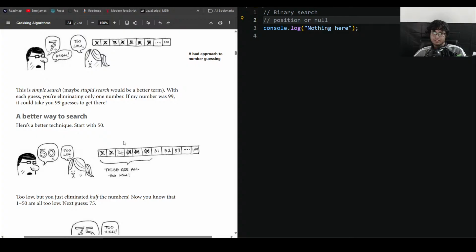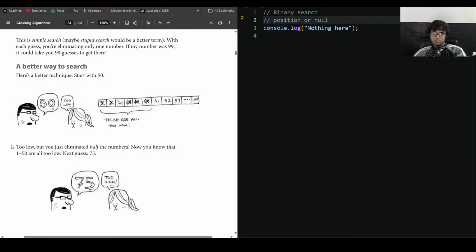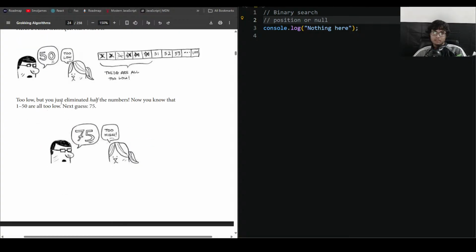Here's a better technique. Start with 50. Too low. You just eliminated half the numbers. Now you know that 1 to 50 are too low.